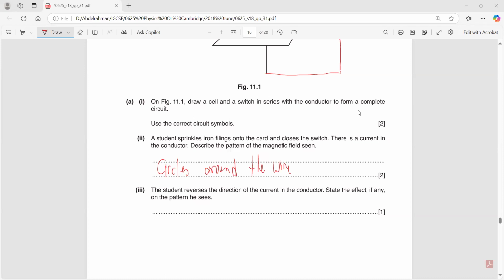Nothing happens. Why? They are circular around the wire. You cannot see the direction, clockwise or anti-clockwise. It will remain as it is. So nothing changes. Nothing else.